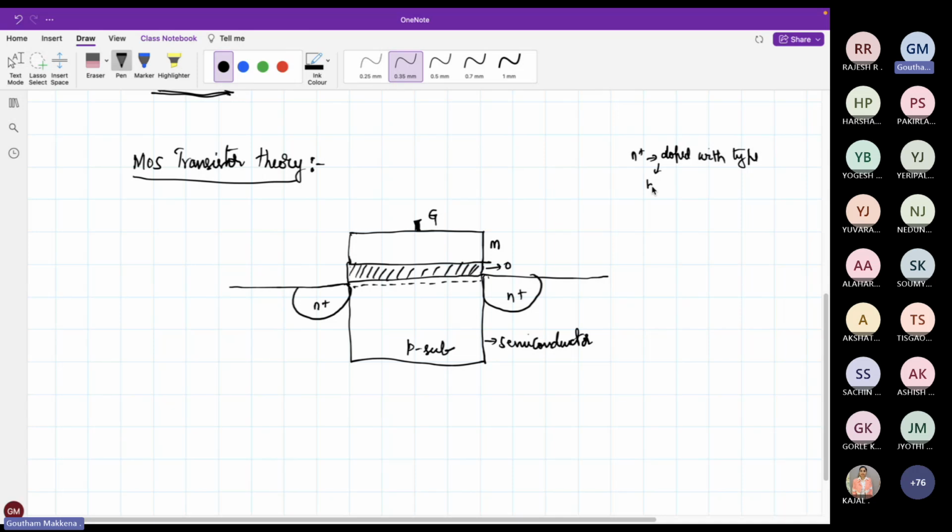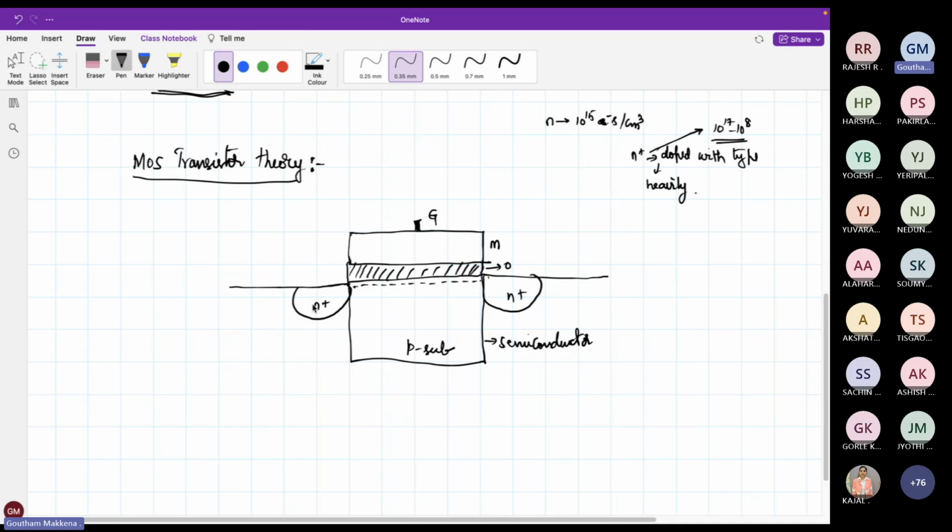Why am I calling it heavily doped? What is the typical doping concentration we have seen? 10 power 15, right? So we have 10 power 15 electrons per centimeter cube. When I say heavily doped, in order to give you some quantity, it is around 10 power 17, 10 power 18. So 2, 3 orders of magnitude higher.